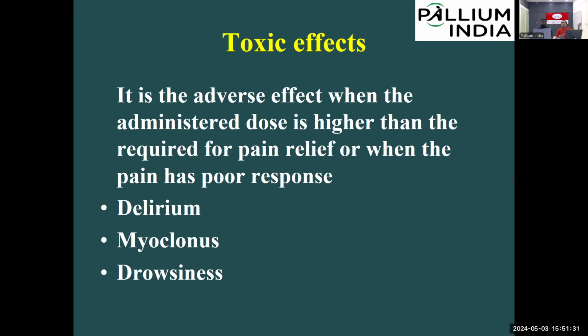Now, moving on, that was the side effects. Now, what are toxic effects? Suppose the adverse effects that occur when the administered dose is higher than that required for pain relief, or when the pain has poor response to the opioids. It is called a toxic effect. It brings about toxic effects.